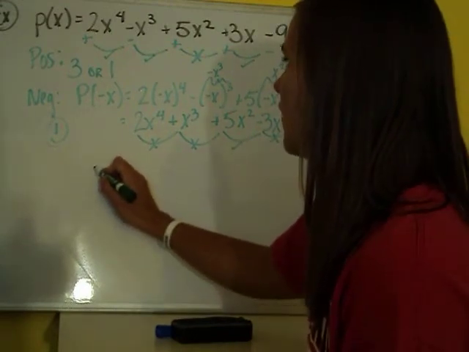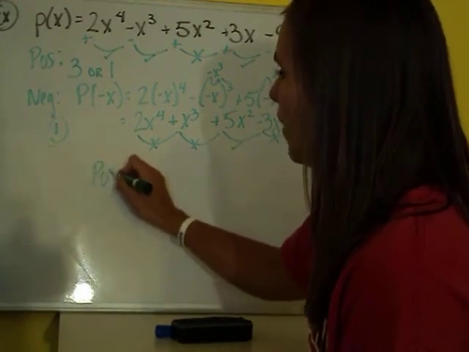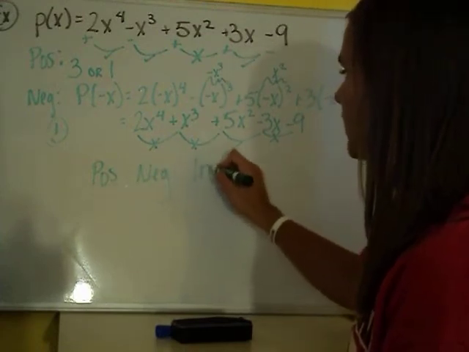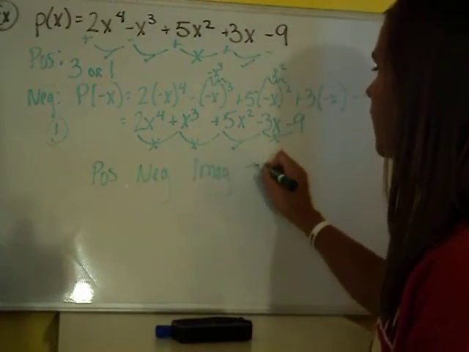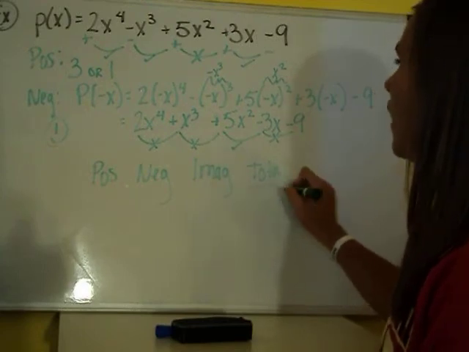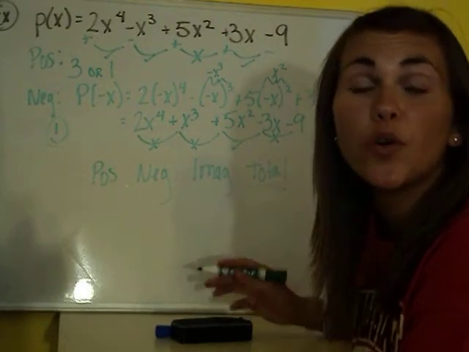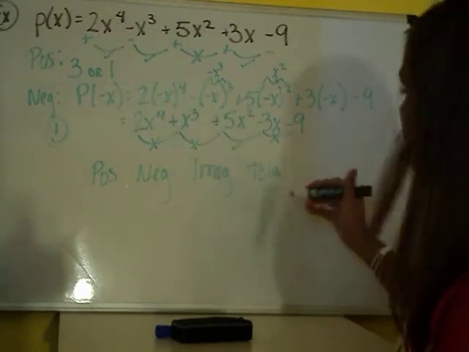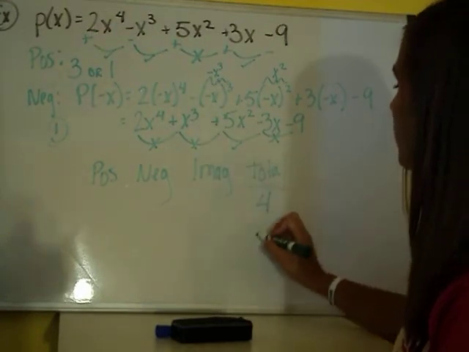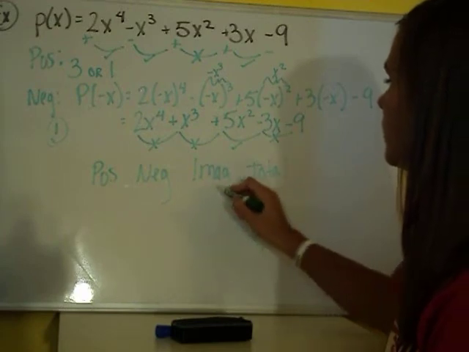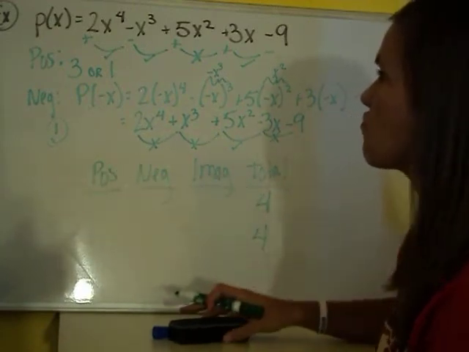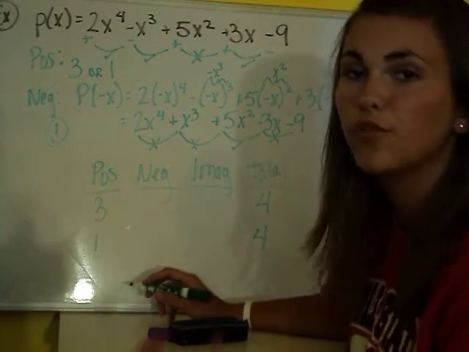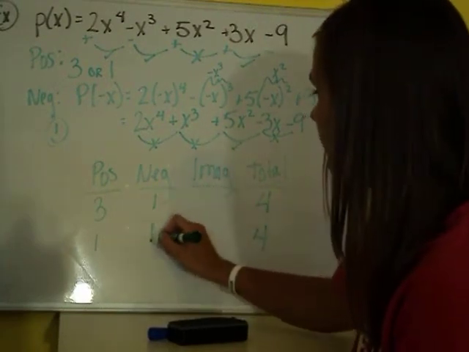Okay, so if I have my positive real, my negative real, I also need to figure out my imaginary. For a total of, how many total roots am I going to have? The degree of the polynomial. So here I'm going to have 4 total roots. Okay? With positive, I'm going to have 3 or 1. Negative, I know for sure I'm going to have 1.